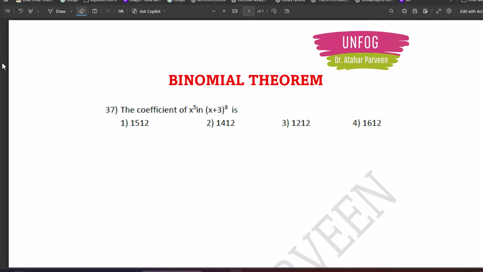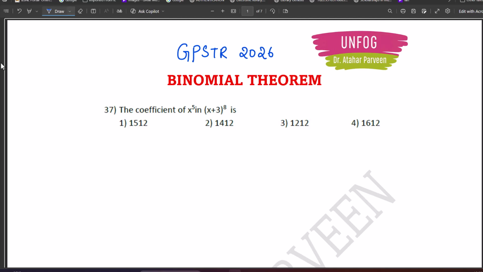In this class we are going to discuss binomial theorem from new syllabus of GPSTR 2026. One question was asked from this chapter in the model question paper released by CSL in the School Education Department website. So the question was, the coefficient of x to the power 5 in (x plus 3) whole to the power 8 is. So they were asking us to find out the coefficient of x to the power 5 in this (x plus 3) whole to the power 8 expression.